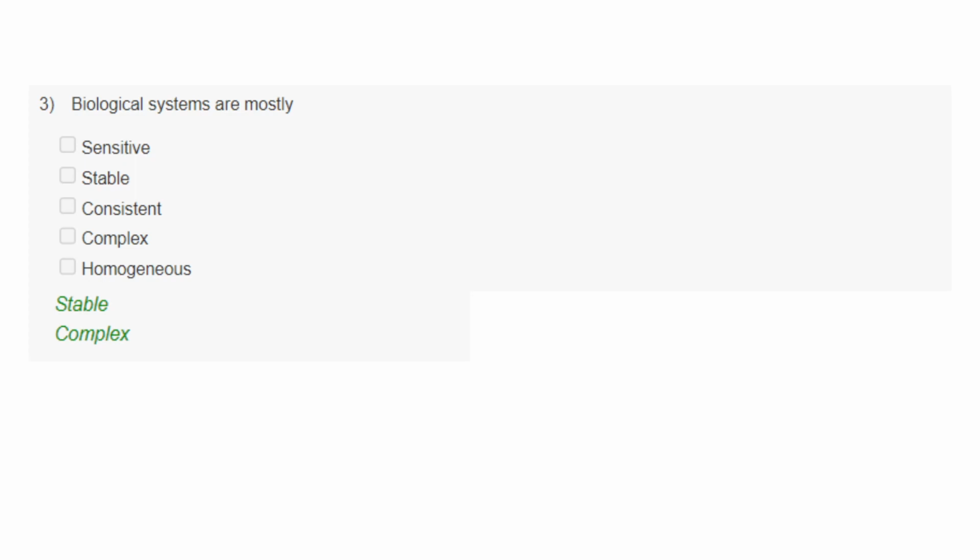And next, consistent. It is not consistent because there is a lot of heterogeneity inside the systems. It is indeed complex because there are a lot of components involved, a lot of interactions involved, and elements of different kinds, say genes, transcription factors, proteins, etc. So these are complex, and obviously it is not homogeneous in nature. Next question.